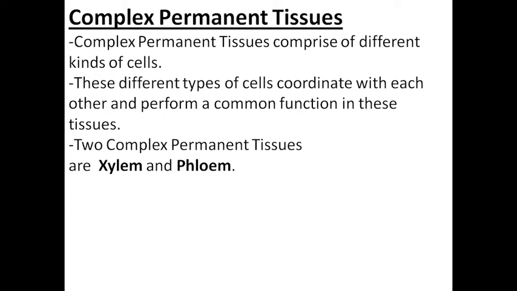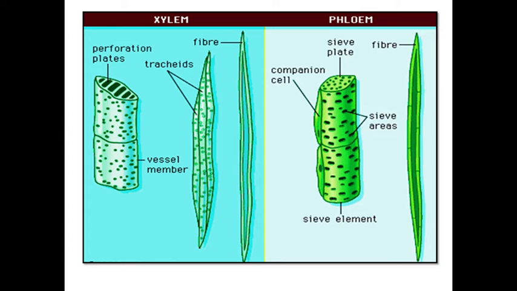Clear? So xylem and phloem contain different types of cells. See, xylem and phloem are the examples of complex permanent tissues, but these tissues have different types of cells. So different cells within the tissues work together to perform a specific function. So this is all about the introduction part of the complex permanent tissue. So see the structure that I have given here. So this is the xylem and this is the phloem. So one by one we will learn each and every part of the xylem and phloem.